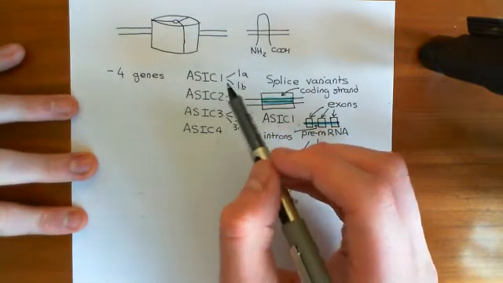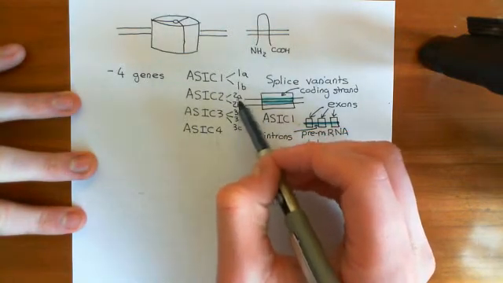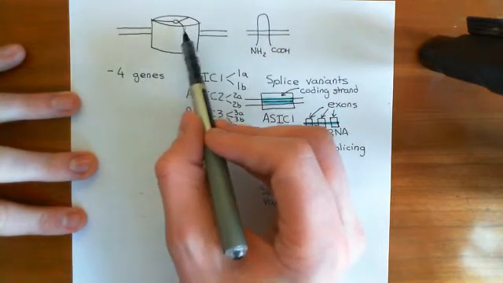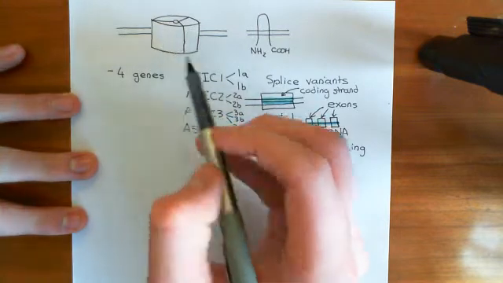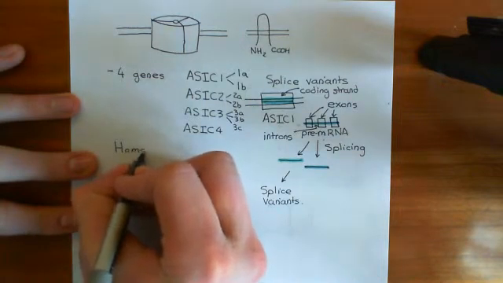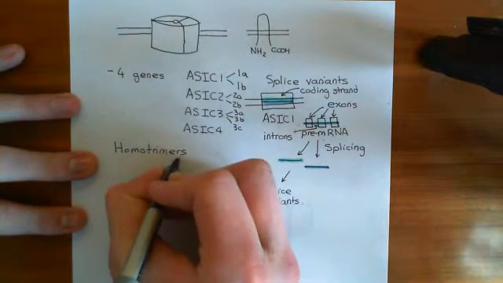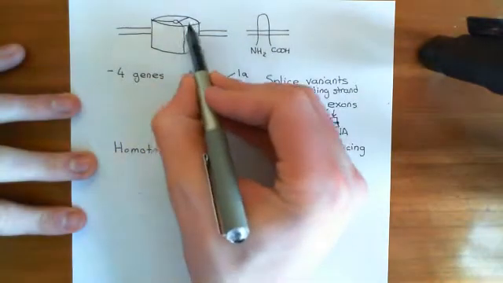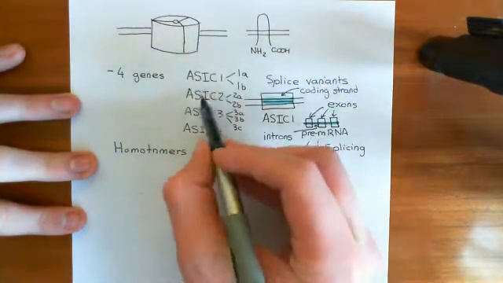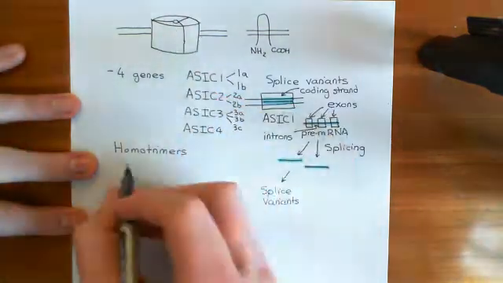Okay, so this leaves us with the question: we've got all these 8 different subunits of ASICs, which we can use to make a third of an acid-sensing ion channel. How do we then join them together? There are 2 possibilities here. Either you make homotrimers. Homo means the same, so a homotrimer means that all 3 of the subunits that make up the trimer are exactly the same. So you use the same one of these 8 subunits in all 3 slots, and that is called a homotrimer.